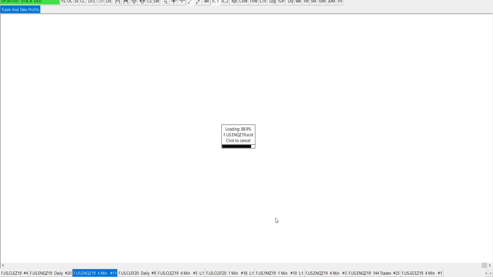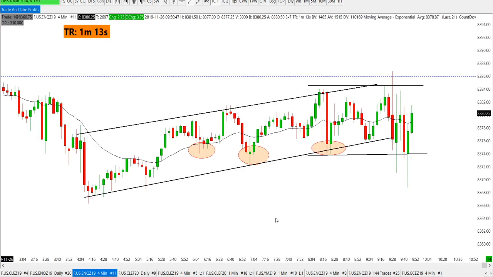That was a nice little long. Nice long. I didn't want to force it though, because this resistance looks strong. There's a strong possibility we were going to continue to go back down. I didn't really want to fight the sellers right here.